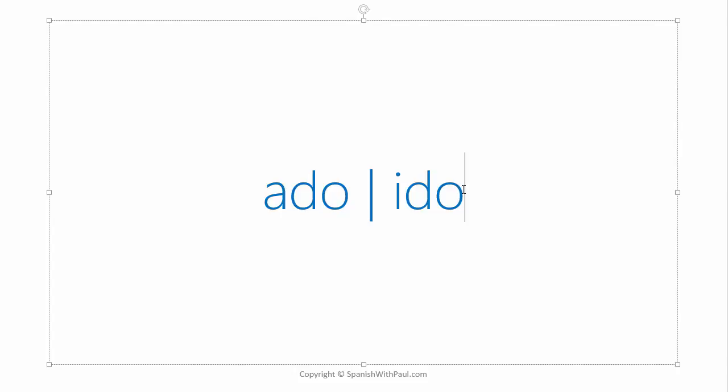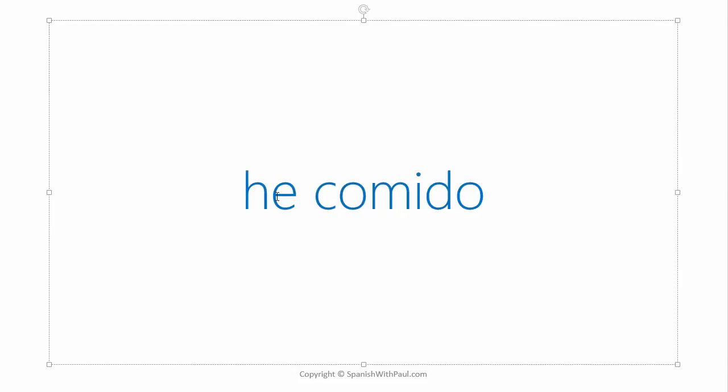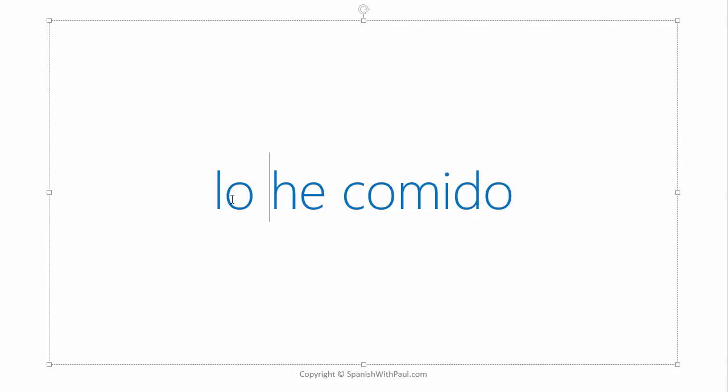Then we have the I have part, which is simply he. So let's take our example here of comido. So he comido, I've eaten, or I have eaten. And if you want to throw the it somewhere, it comes up here. So those are kind of like the three parts. We have either an ado or ido sound. We have the he for I have, and the lo being placed right up front here. That's as much information as I would like you to take away from this video for now.